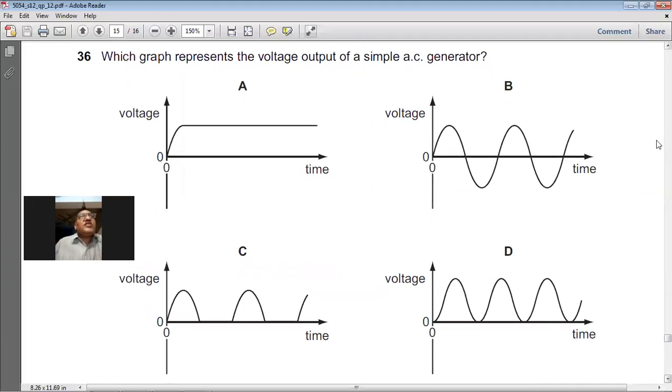Which graph represents the voltage output of a simple AC generator? The AC generator produces alternating current. Its voltage goes into positive and into negative. It's always a sinusoidal wave. So B is the right option. It's a simple question. This is the AC generator. B.